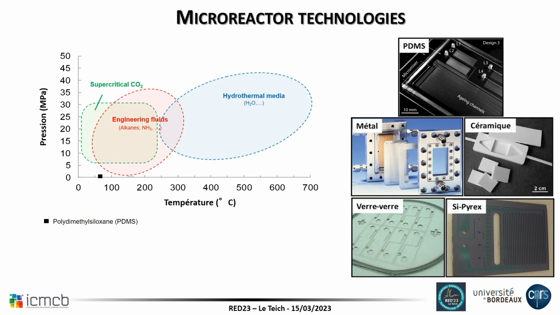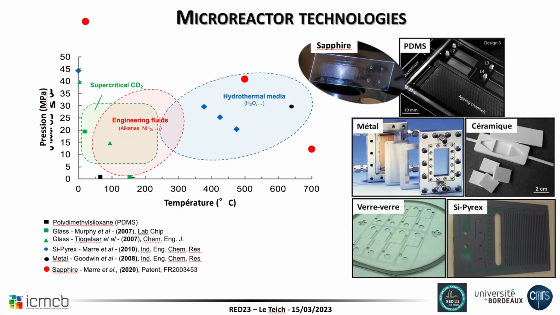There's different microreactor technology depending on the pressure and temperature condition that you want to use. First one is conventional PDMS. Maybe you've heard about that. That was the first material to be used to design microfluidic because it's really cheap and easy to fabricate. But then people have done that with ceramics, metal, glass, silicone pyrex. And they have different range of pressure and temperature condition that can be covered. We are interested in this condition.